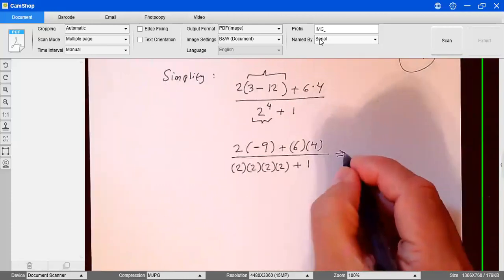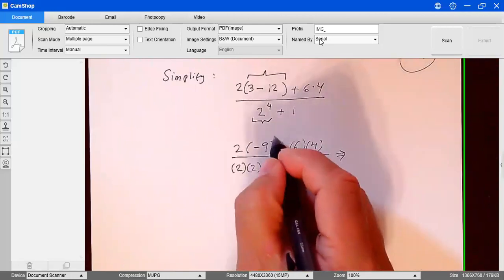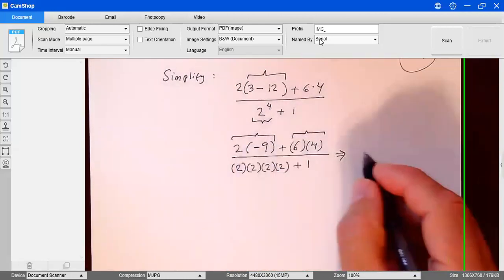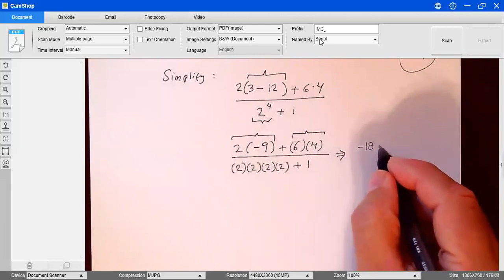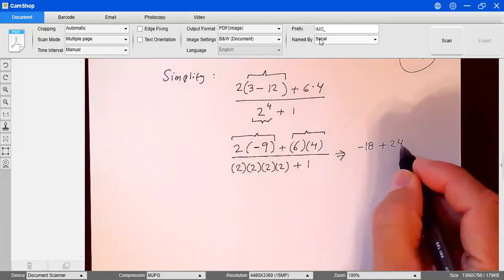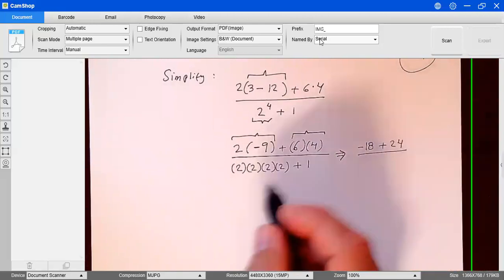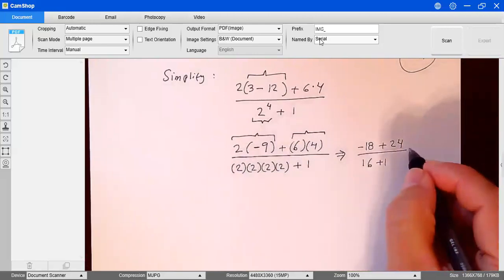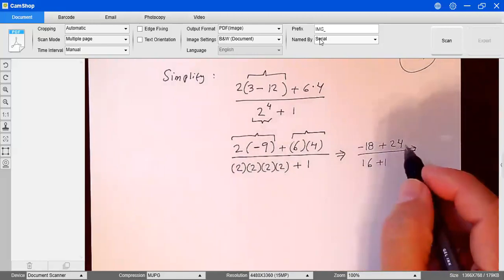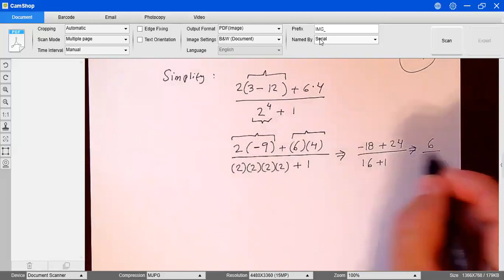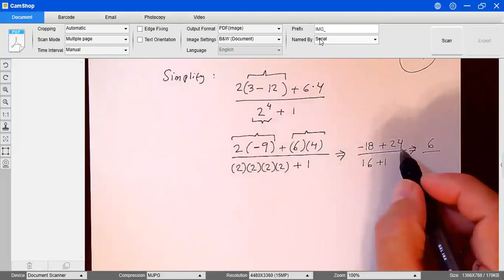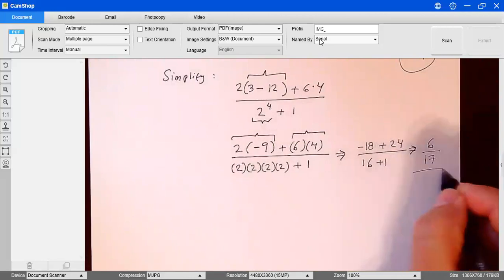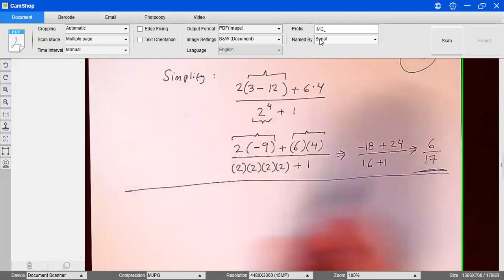So from here, you can see that we proceed with the multiplications from left to right. So we have 2 times 9 is going to be negative 18 plus 6 times 4 is going to be 24. Here you have 2 times 2 times 2 times 2 is going to be 16 plus 1. And finally, 24 minus 18 is going to be 6. And it's going to be positive because the number with the greatest absolute value is 24 and is positive. And finally, 16 plus 1 is 17. So that's the answer for example 9.